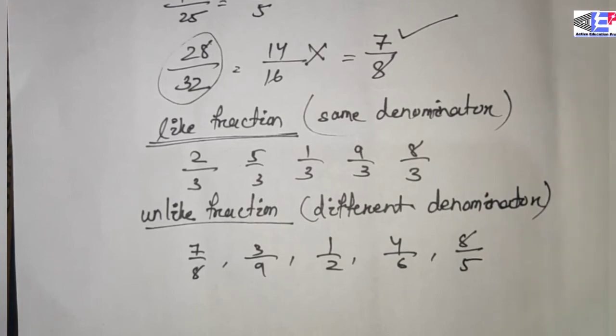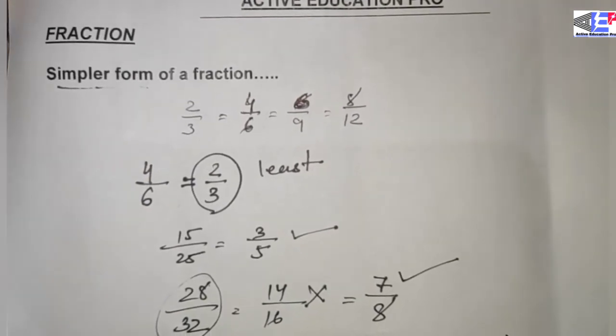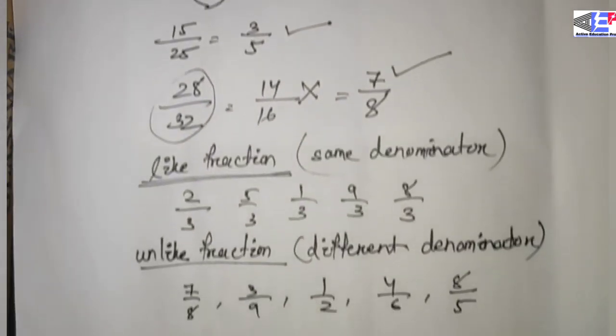Again, I repeat the content of this video. First, we covered the simpler form of a fraction. Simpler form of fractions means you have to divide both numerator and denominator by the same number, until both the numerator and denominator don't have any common factor except 1. If the numbers are again divisible by any number other than 1, then you divide again and find the least form, the simpler form. Then we covered like fractions and unlike fractions.